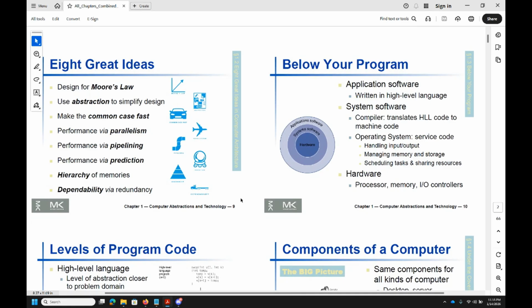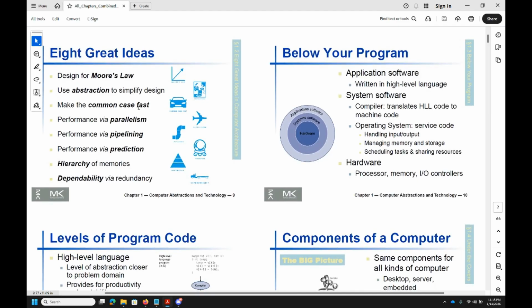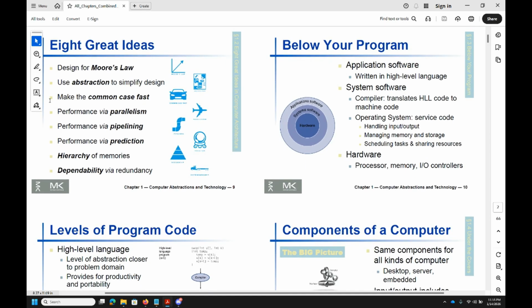You have to use abstraction to simplify design, which means that the lower parts that make up your system have to be abstracted away. As we'll come to see, there are a lot of complications involved in designing a system, and abstractions enable you to build more powerful systems by assuming that the underlying units are monolithic blocks. Then, making the common case fast.